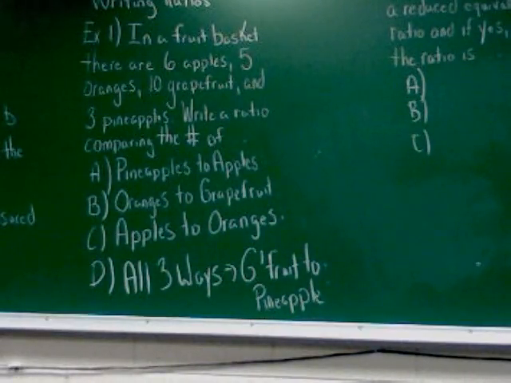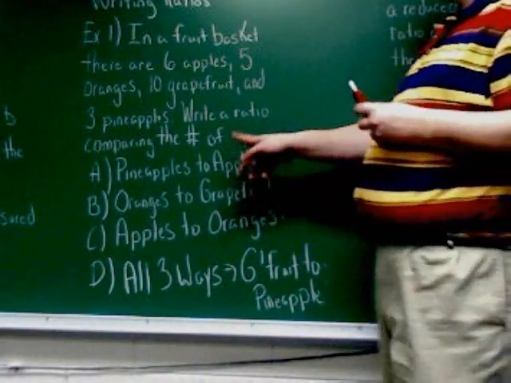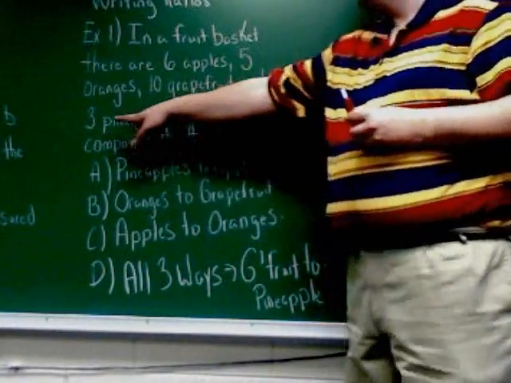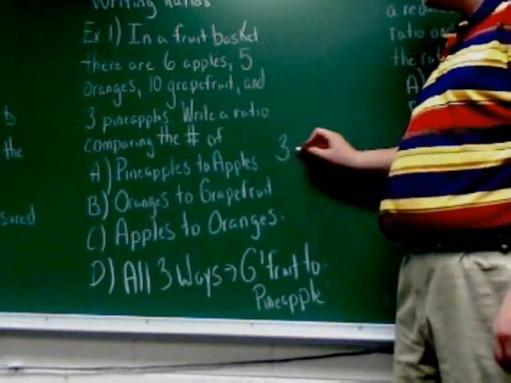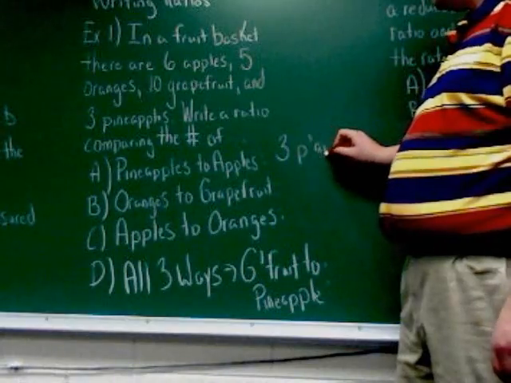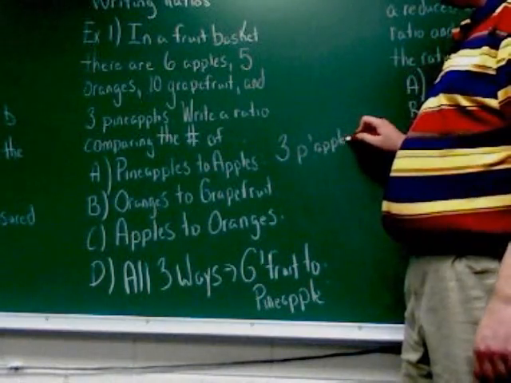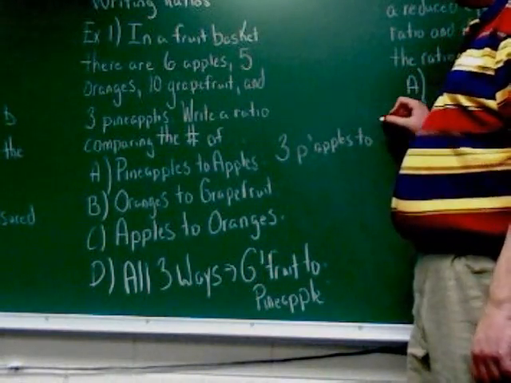Now, it told us back in the definition for ratio the 3 different ways we could write a ratio. The first way you can write it is with the word "to" in it. So, if I'm comparing the number of pineapples to apples, well, there's 3 pineapples and 6 apples. So I write out 3 pineapples to 6 apples.